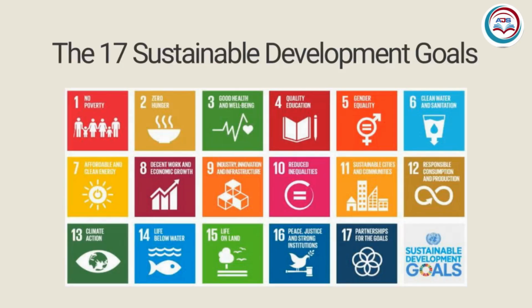Let's take a moment to look at the 17 Sustainable Development Goals. These goals are really the blueprint for building a better, more sustainable future for everyone. They cover a wide range of areas, from ending poverty and hunger to ensuring quality education and clean water. Each goal is interconnected, which means progress in one area can positively influence others. For example, improving health and well-being can lead to better education outcomes and economic growth.